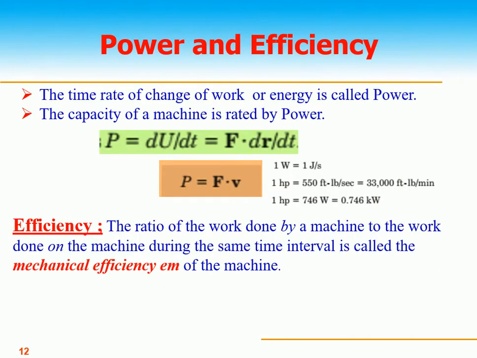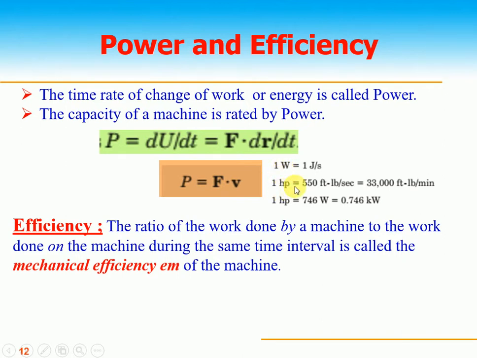Next thing is the power and efficiency, which is mostly used. What is power? Power is the rate of doing work, right? So it is the rate of doing work, of course dU by dt, and of course work is F dot dr. F dot dr divided by dt, and dr by dt or ds by dt is the velocity, so power is equal to F dot v. The unit of power is basically joule per second, which is also called watt.